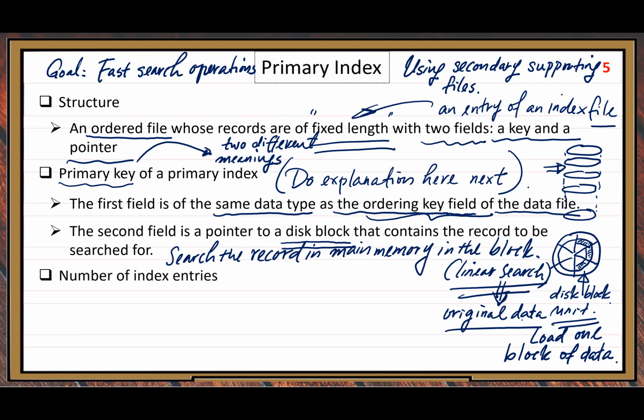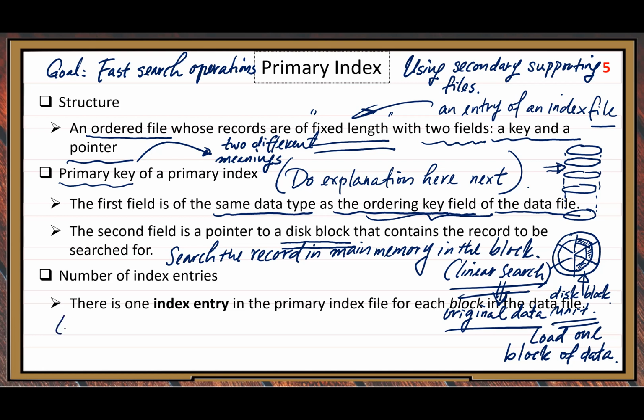Then, number of index entries. There is one index entry in the primary index file for each block in the data file. That's the main feature, the main property of the primary index.